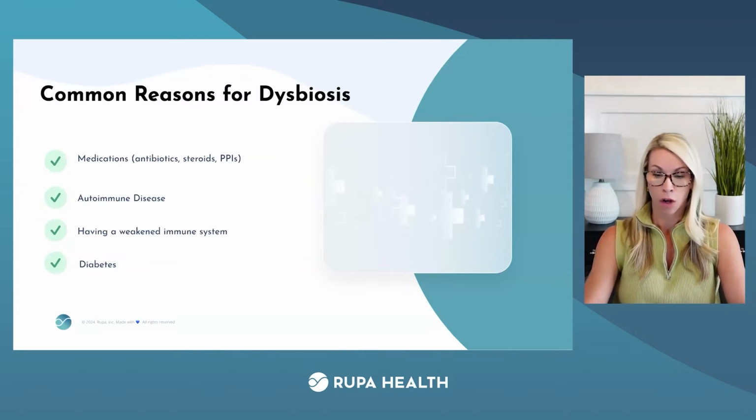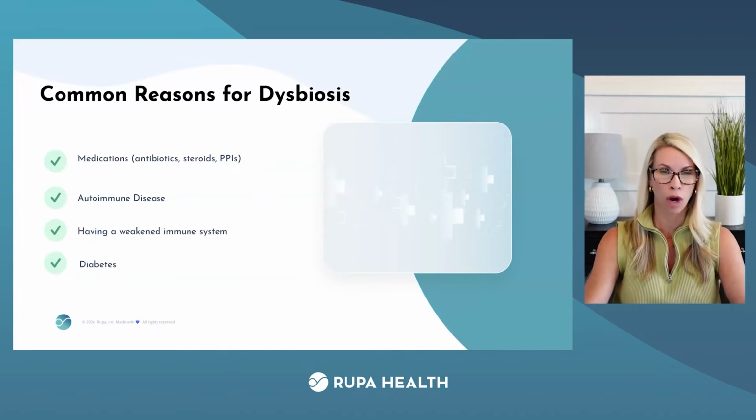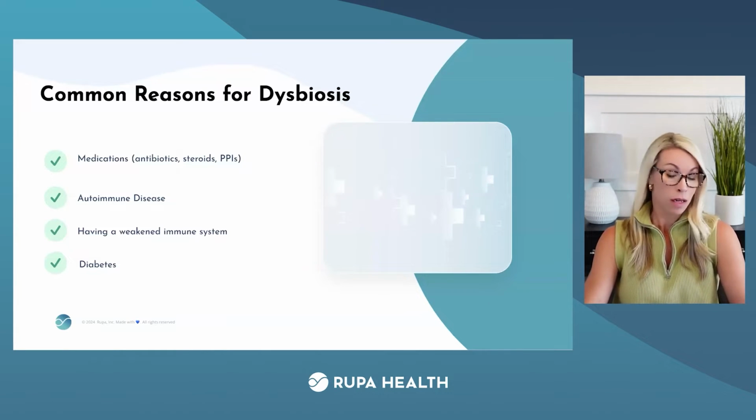It could be an autoimmune disorder. It could be someone who has a weakened immune system or who's immunocompromised. So think of things like patients with HIV, patients who are on chemotherapy. It could be diabetes. We do know that Candida overgrowth is more common in the diabetic population.